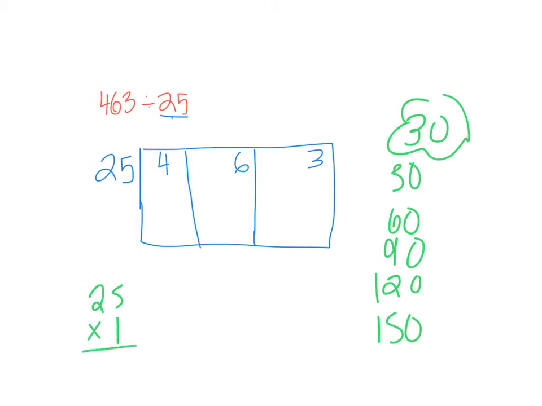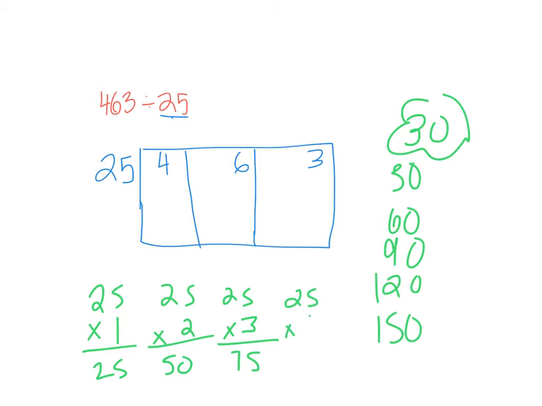25 times 1 is 25. 25 times 2 is 50. 25 times 3 is 75. 25 times 4 is 100. I don't really care which method you choose. I'm just going to put a little line over here. But I have both here, depending on what class you're in.